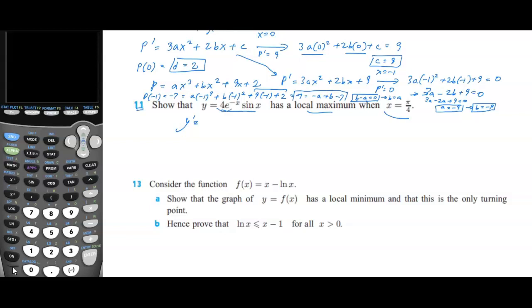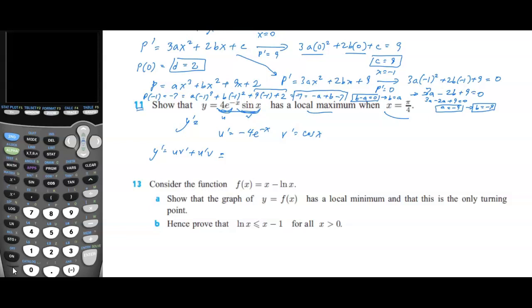Remember that this is a product of two functions. This would be the u, this would be the v. The u dash would equal negative 4e to the negative x. The v dash is equal to cosine x. y dash is equal to uv dash plus u dash v.